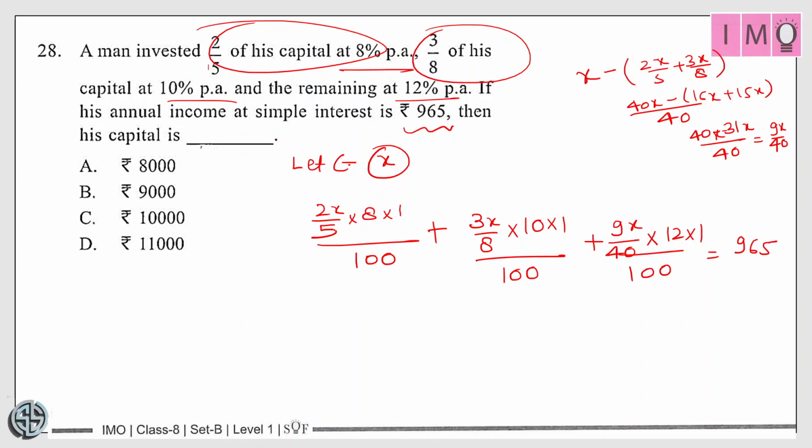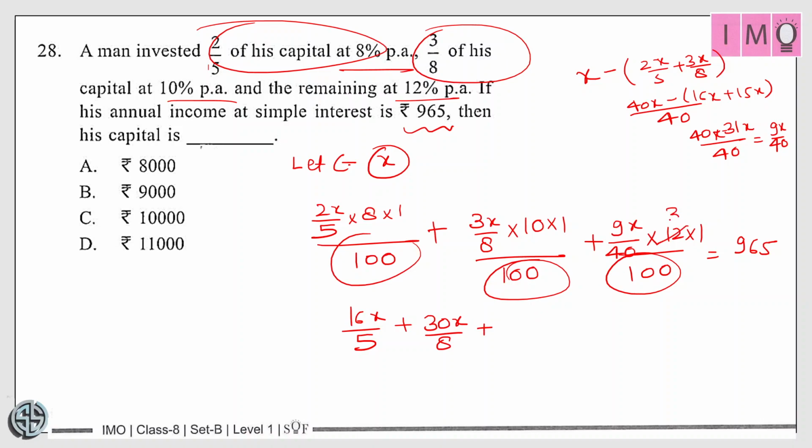Okay, so let's solve it here. We can multiply the 100 on this side, so this statement will become 2 8s are 16x upon 5. This will become 30x upon 8. This will become, you can cancel out with 4, 4 3s are 12, it will become 4 10s are 40, so 27x upon 10. This will be equal to 96500.